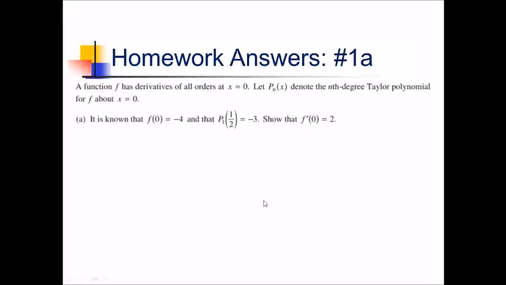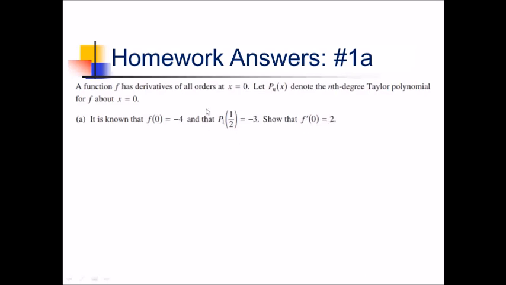For this no calculator free response problem, we have a function f with derivatives of all orders about 0, and P sub n is the nth degree Taylor polynomial about 0. So, first part, it's known that f of 0 is negative 4, and the value of the first order polynomial at 1/2 is going to be equal to negative 3. We just want to show that f prime of 0 is 2.